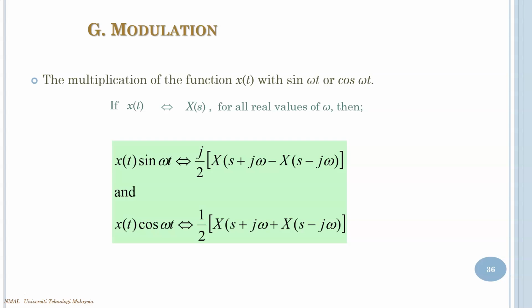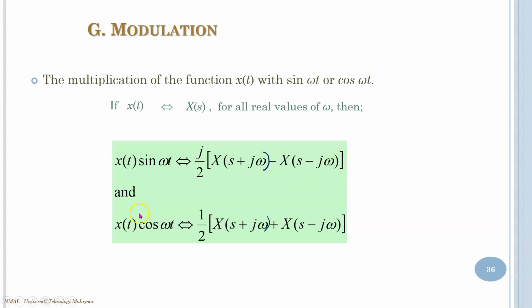Okay, because the Laplace transform pair for sine is sine omega t multiplied by u(t). This is for any function of x(t). So first you have to find the function X(s) first. Then for every s you have to plus j omega, and another one is s minus j omega.